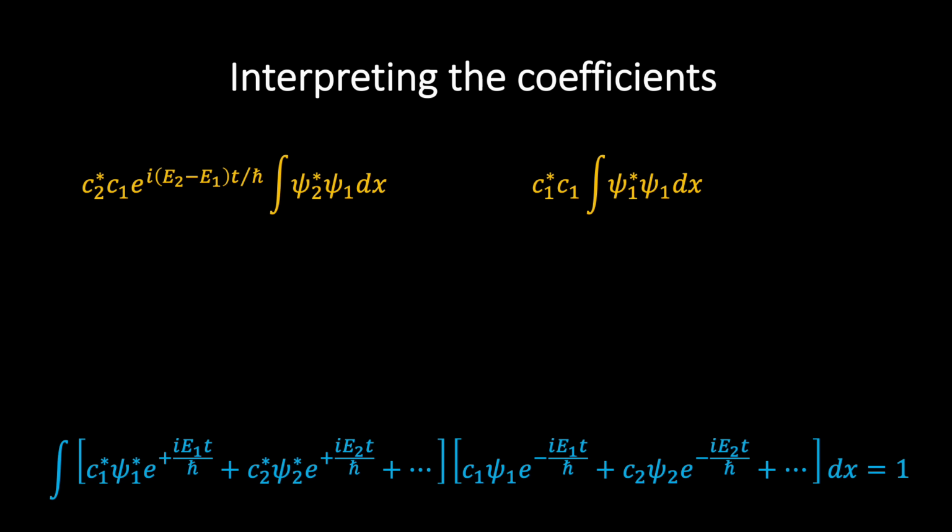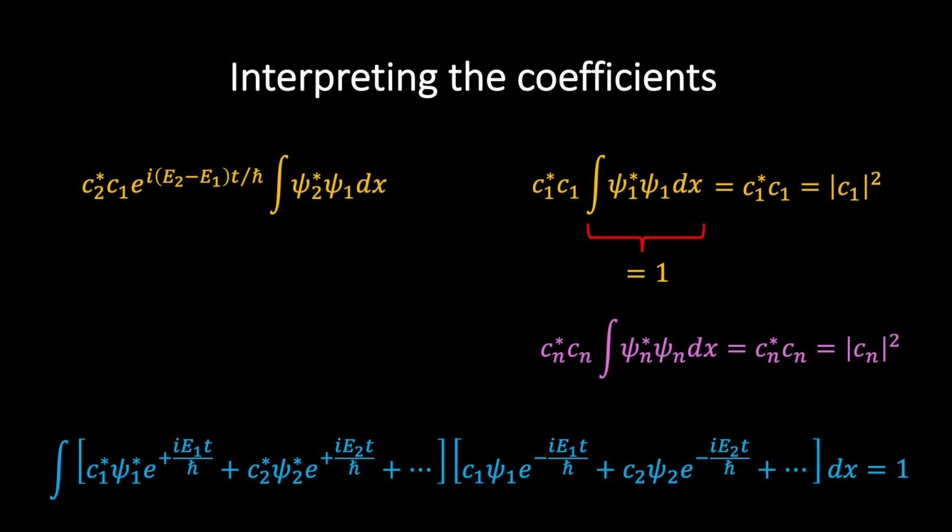Well, the second type of integral is easy to evaluate, since we can use the normalization condition, which tells us that the integral of the modulus squared of an energy eigenstate is simply equal to 1. And so we can write this particular term as simply the modulus squared of the coefficient c1, and therefore in general we will find the following result. But what about the first type of integral, which involves cross terms? How do we evaluate this?